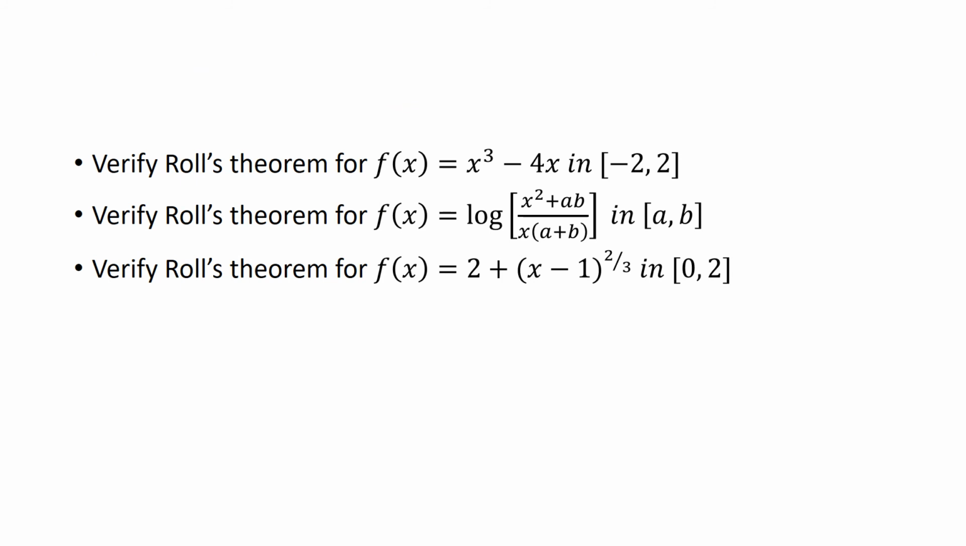And you can solve these three problems on your own. Verify Rolle's theorem for the function f of x is equal to x cube minus 4x in the interval minus 2 to 2. The second problem, verify Rolle's theorem for f of x is equal to log of (x square plus ab) divided by (x into (a plus b)) in the closed interval a, b. The third problem, verify Rolle's theorem for f of x is equal to 2 plus (x minus 1) to the power of 2 by 3 in 0, 2.